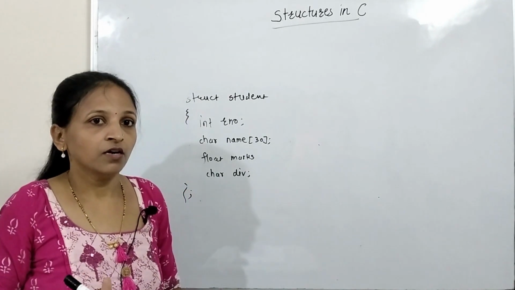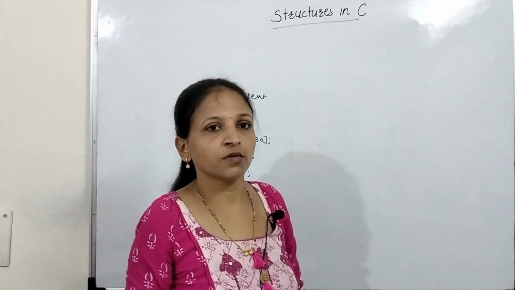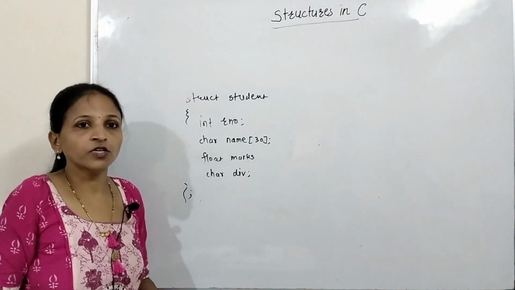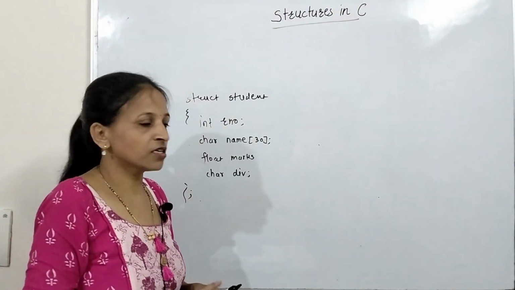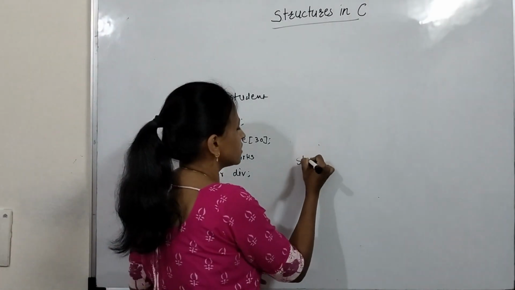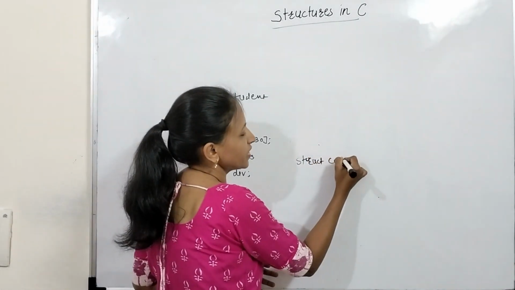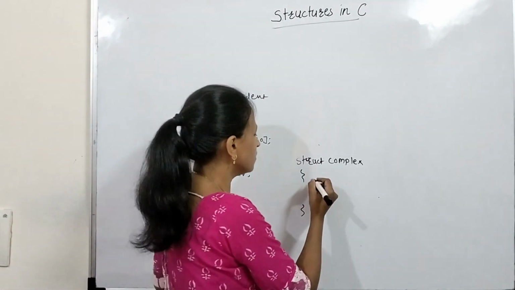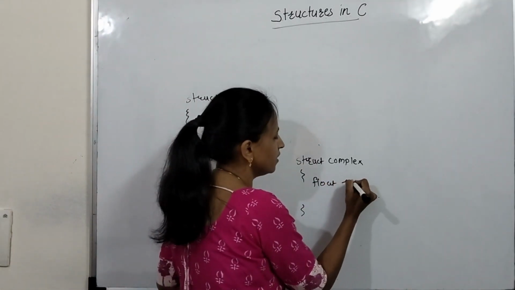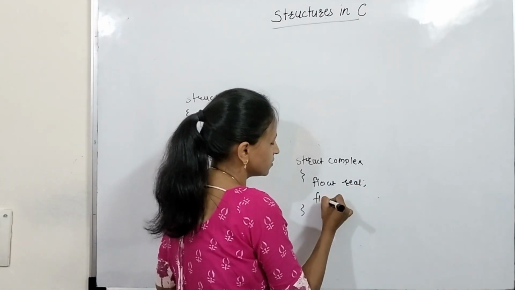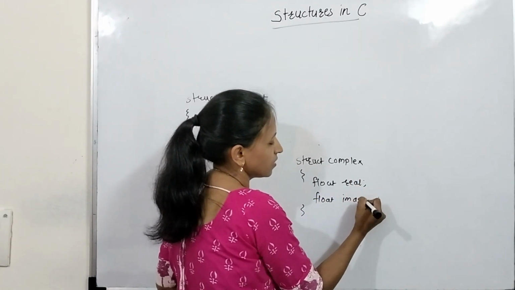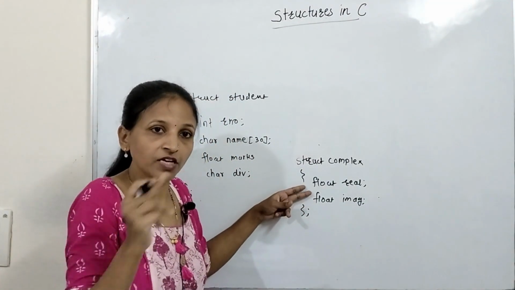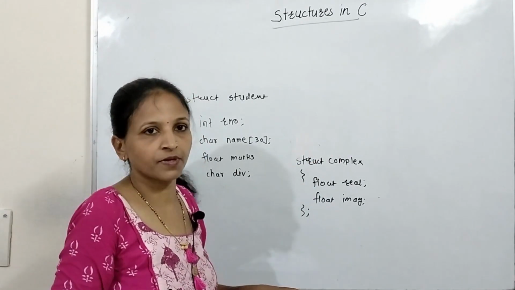Where, see, I want to represent a complex number. A complex number has a real part and an imaginary part, both may be of type float, and we can group those together also. We will create struct complex, we can give any name, and here we will group together the real part and imaginary part, like float real and then float imaginary. In this way we can group together both the parts that will together represent one complex number.